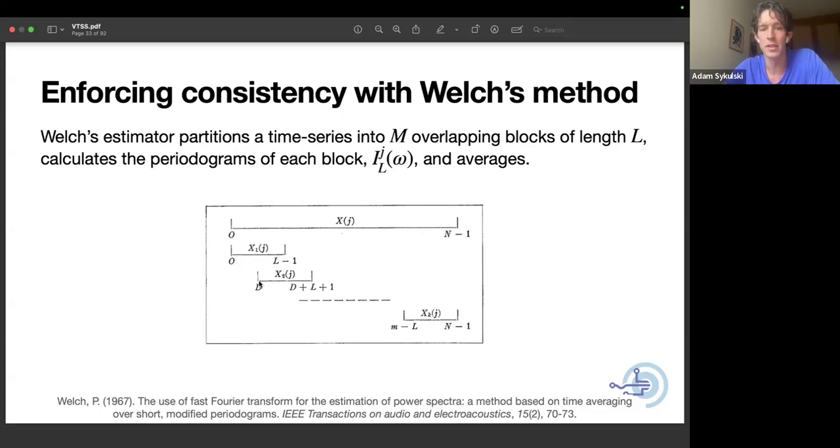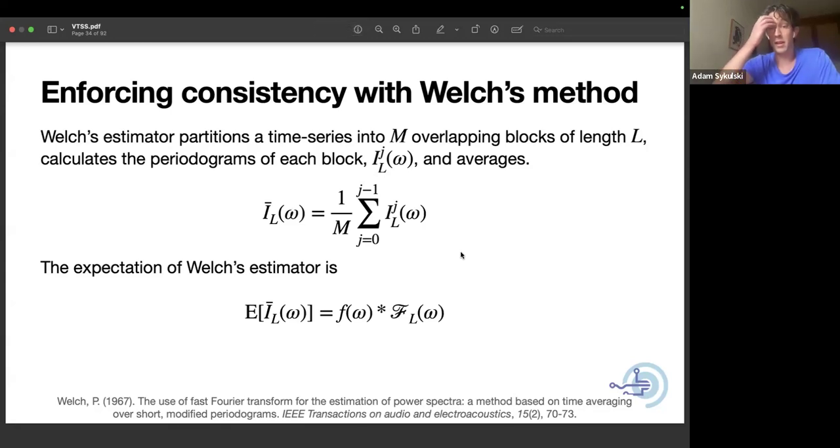Like you see in this visual illustration, we basically partition into overlapping blocks. There's going to be m of them. They're each going to be individually length L, and you have an overlap, which you need to specify, which you fix. And then you calculate periodograms for each component and average at the end. And this creates consistency because we're reducing variability by averaging over a growing number of blocks, right? As our samples get bigger.